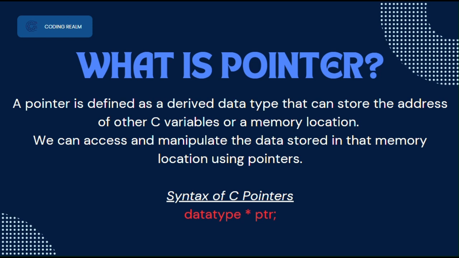A pointer is defined as a derived data type that can store the address of other C variables or a memory location. We can access and manipulate the data stored in that memory location using pointers. As pointers in C store memory addresses, their size is independent of the type of data they are pointing to. The size of pointers in C only depends on the system architecture.